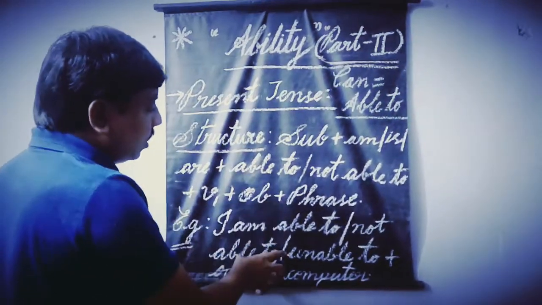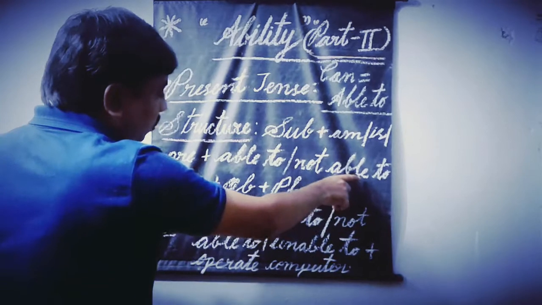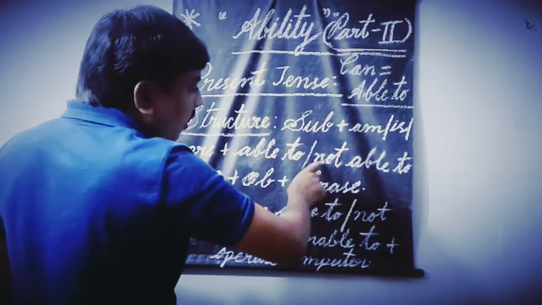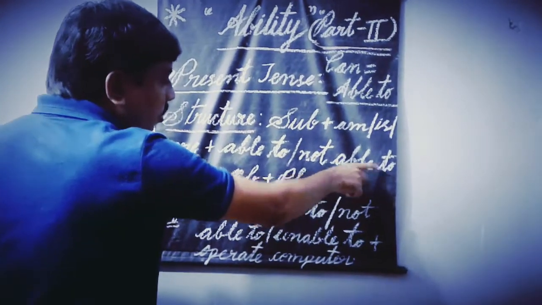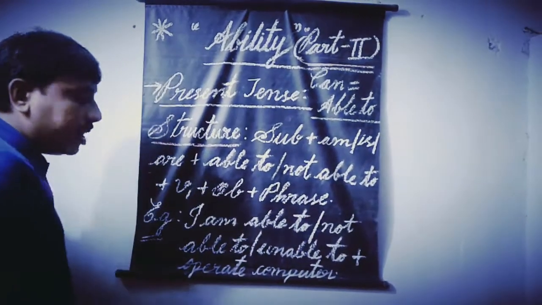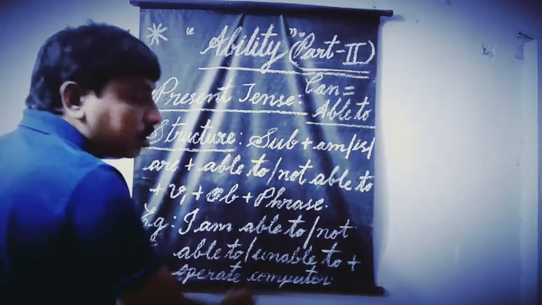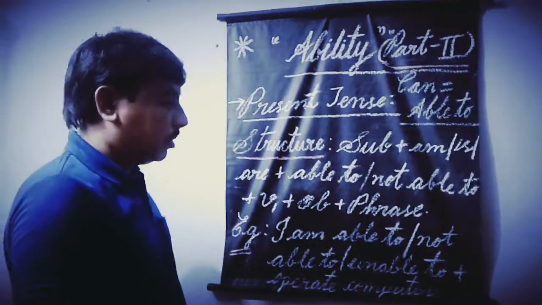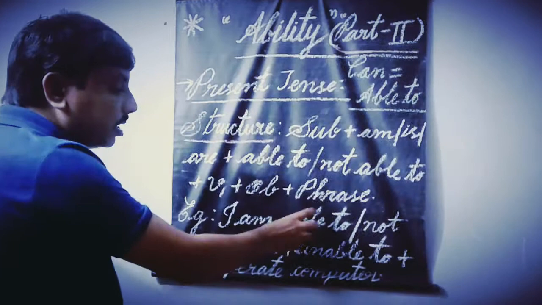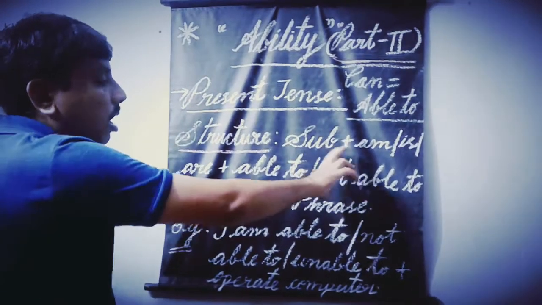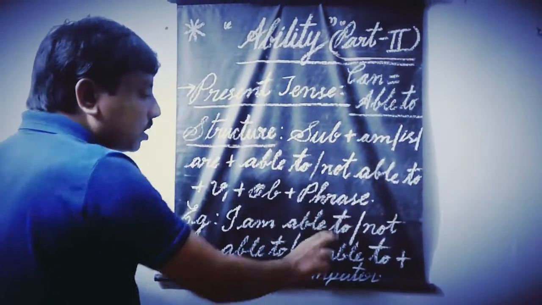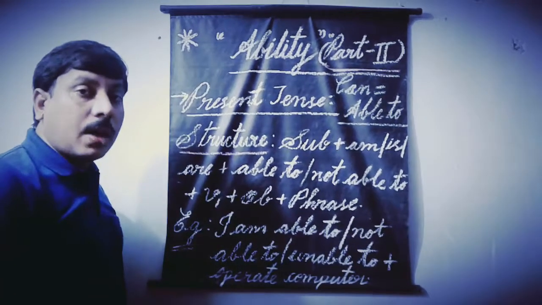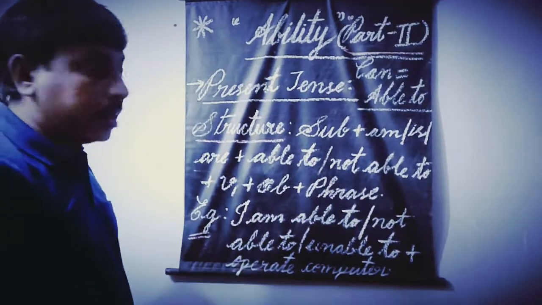Here if you can observe not able to, we don't have to use not able to. Instead of not able to we can use unable to as far as modern English is concerned. This is the point that we have to remember.